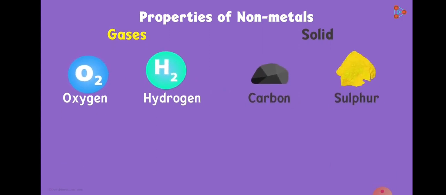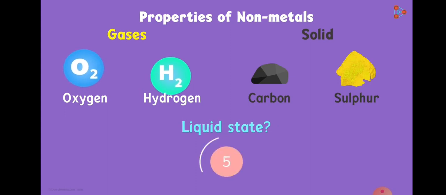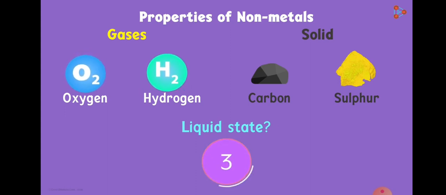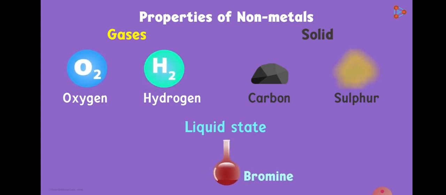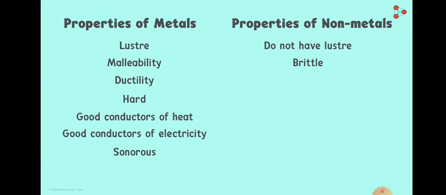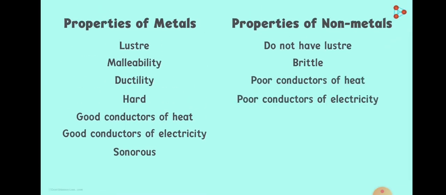Do you know of any non-metal in the liquid state? We have discussed. Bromine is the only non-metal which is in the liquid state. Non-metals do not conduct heat or electricity, and they do not produce that sound when hit against a hard surface. This means that they do not have the property of sonority. So isn't it easy and simple to differentiate between metals and non-metals only on the basis of their physical properties?